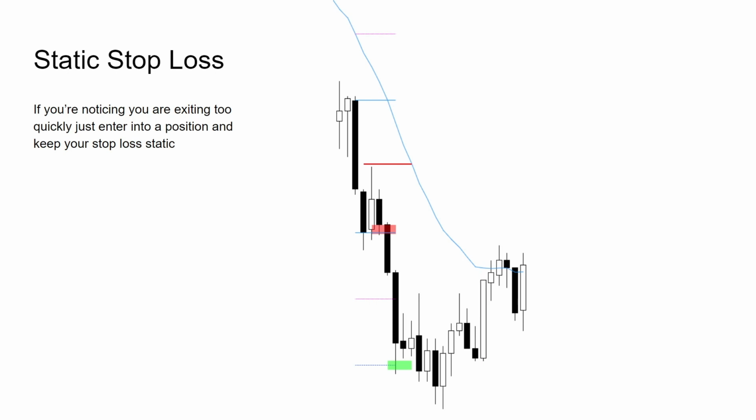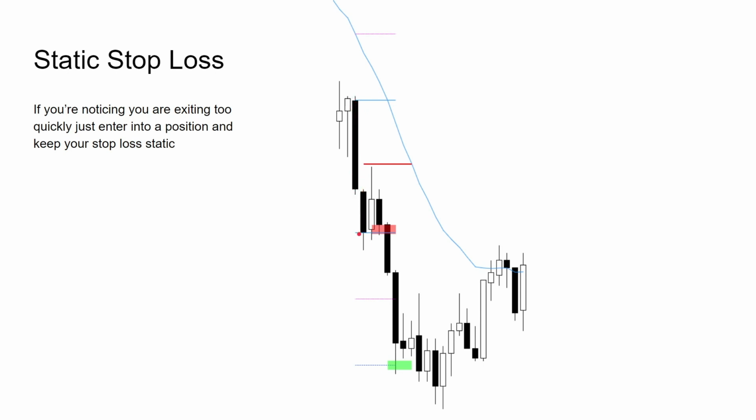Static stop loss. If you notice that you're exiting a trade too quickly and you're not getting back in, then you should have a static stop loss. The only way the quick entry, quick exit method works is if you re-enter again quickly. If you notice that you're exiting the trade too early, just have a static stop loss and a static take profit. In this case, you could have done a measured move of this breakout on the bodies.